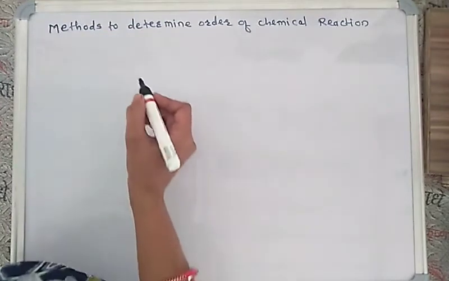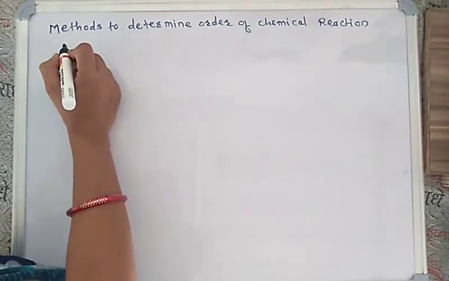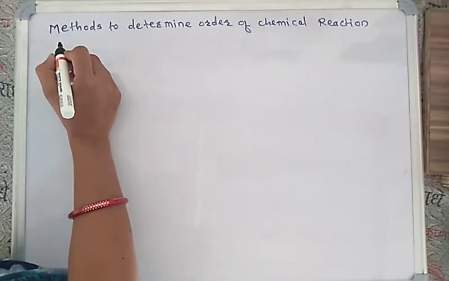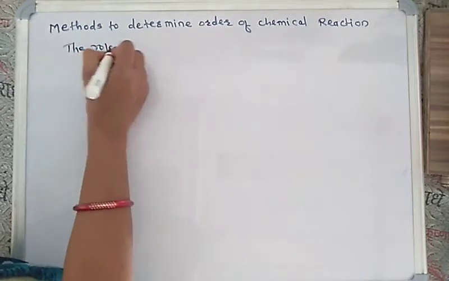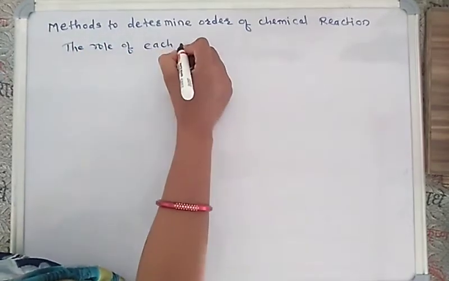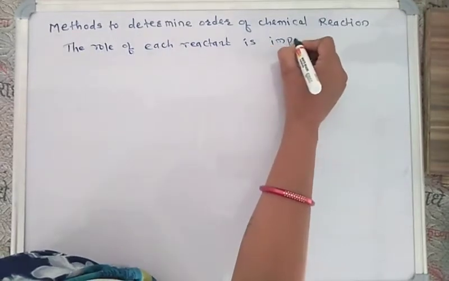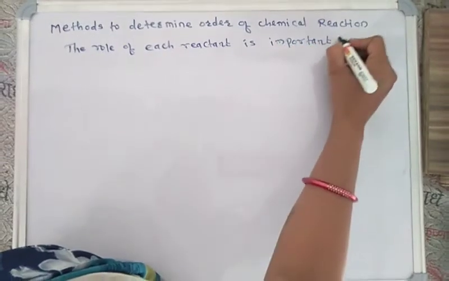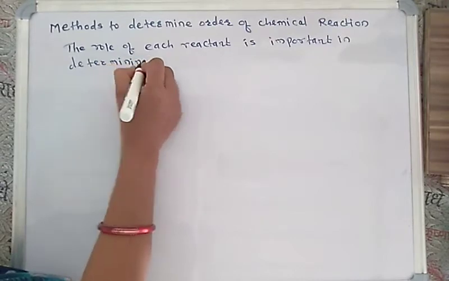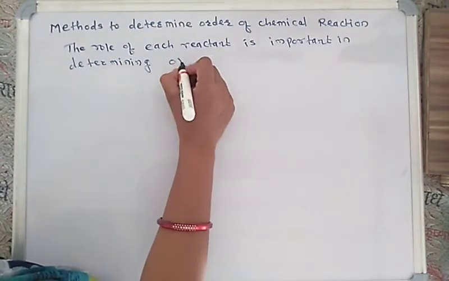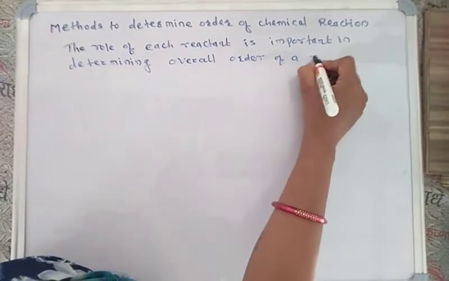In a chemical reaction, the role of each reactant is important in determining the overall order of a reaction.